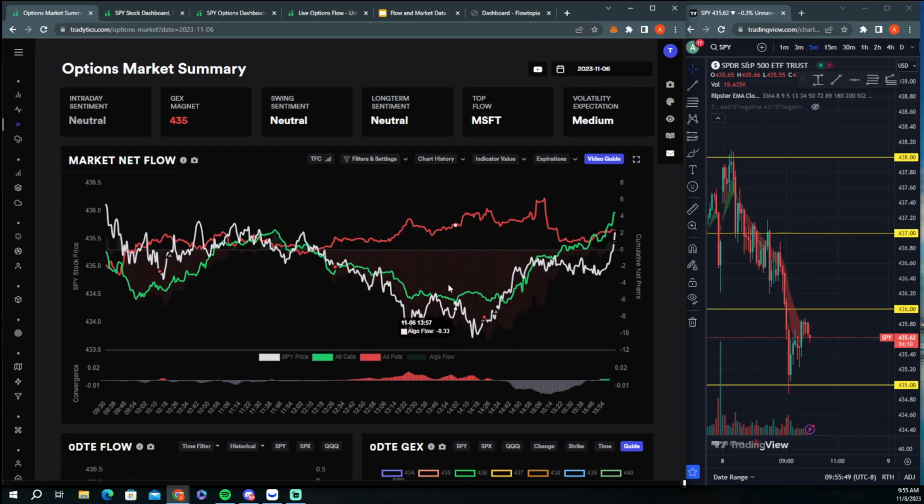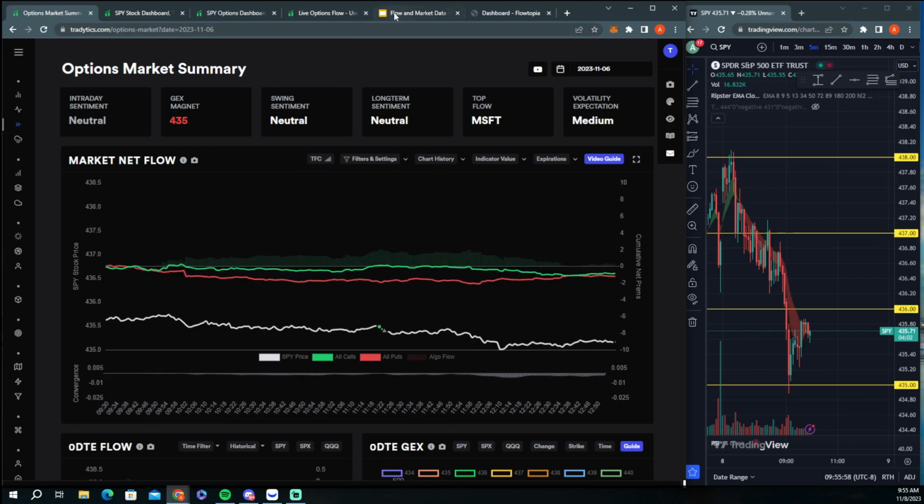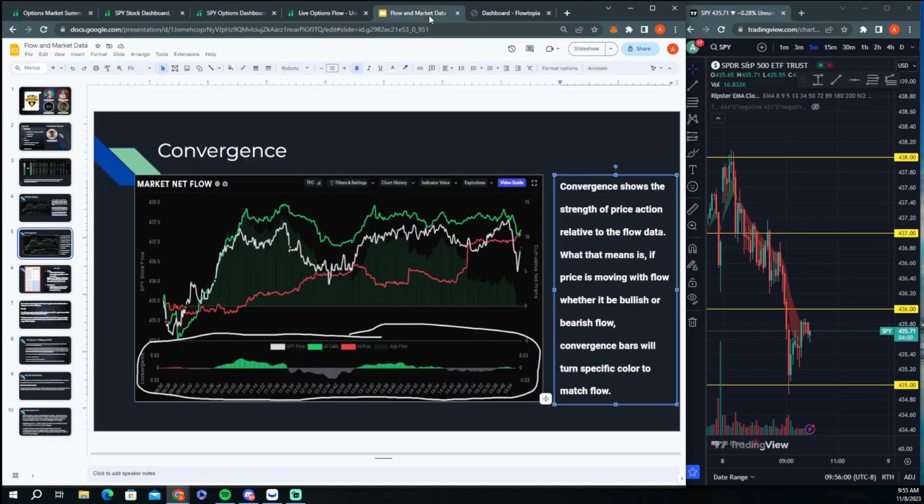Now, sometimes it doesn't work. So you can mitigate losses by just setting stop losses and things like that. And I'll get into that too with my trading strategy a little bit more. But that's just a little rundown of the market net flow tool. So if you guys have questions about that, let me know. Convergence, market net flow, before I move on to the next thing.